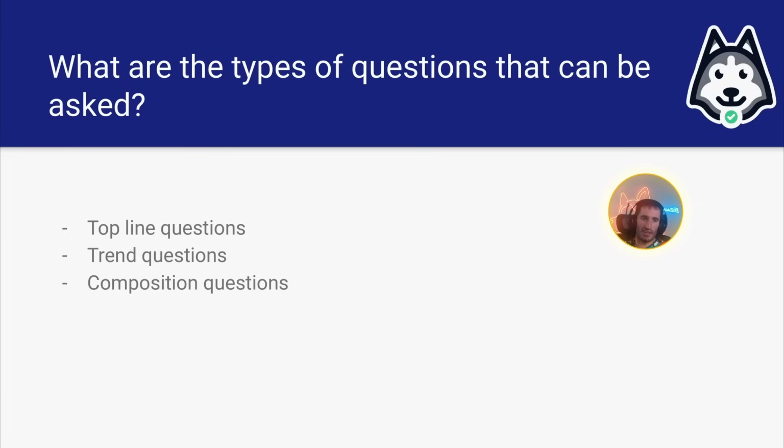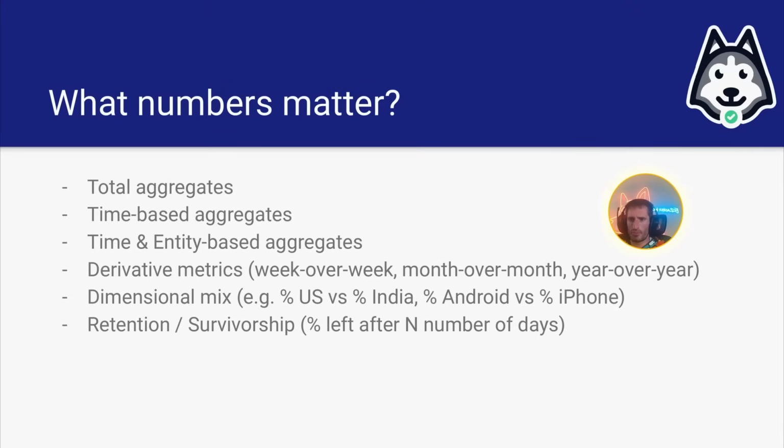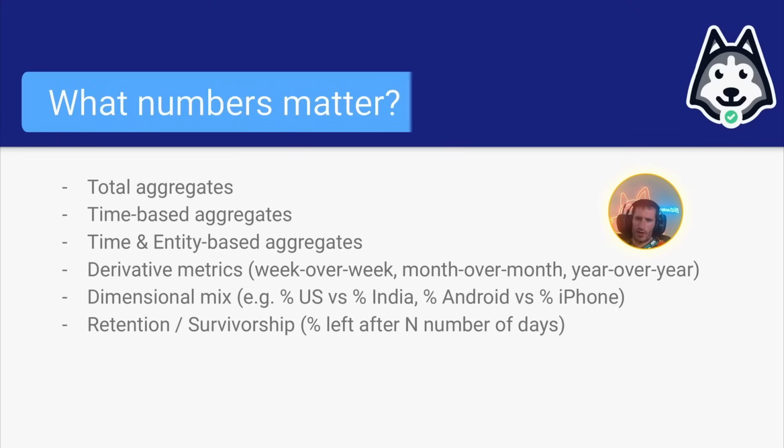But that's where it's interesting between top of line and composition. Because composition is going to be like, what percent of our users are Android versus iPhone? Or what percentage of our users is male versus women, and different things like that. So this is good. We're going to go a little bit deeper into each one of these types of questions because they're all very important.